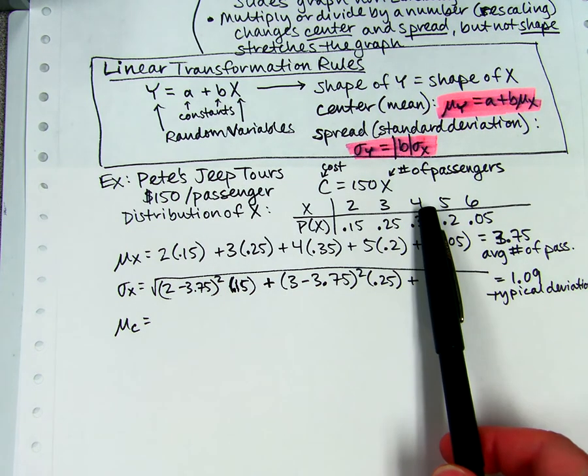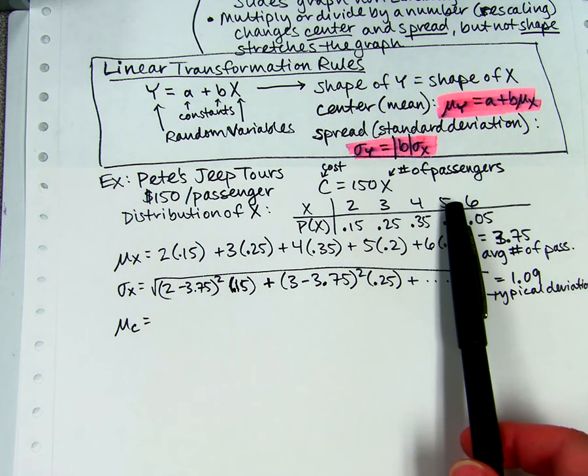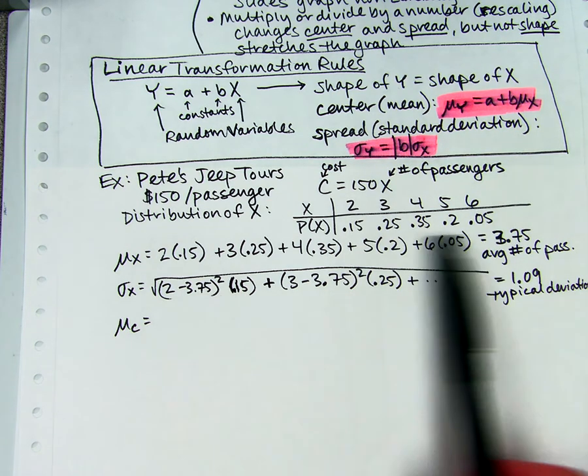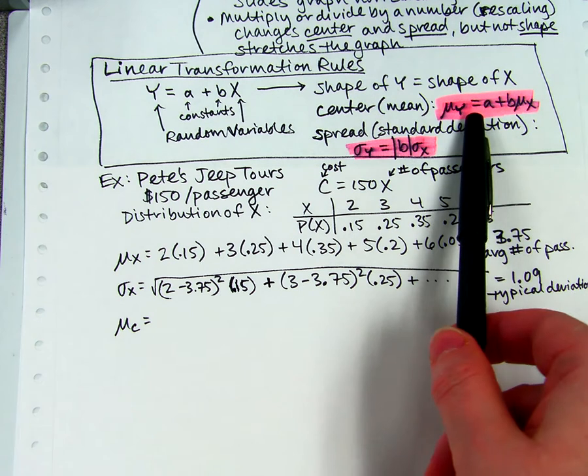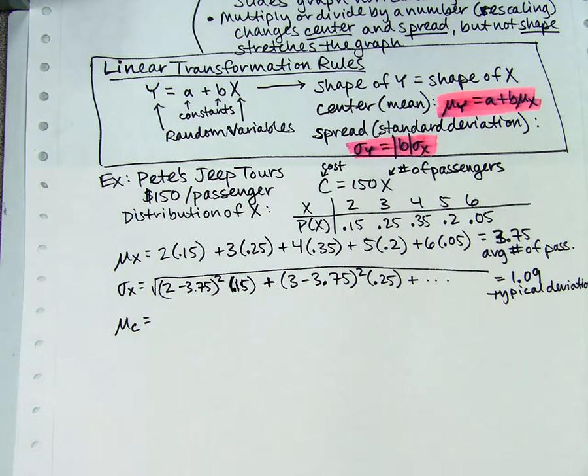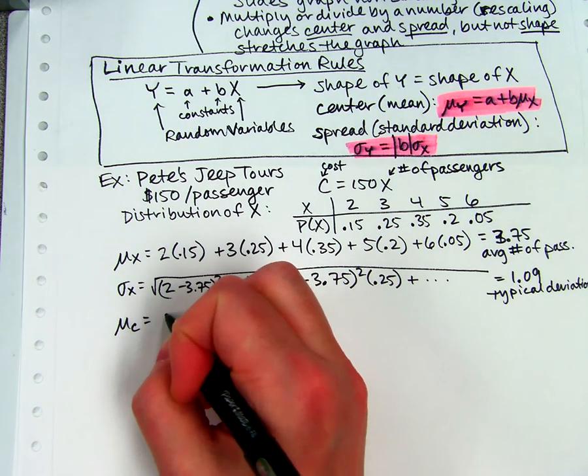And 4 times 150, no, I take it back. 3 times 150 is 450. 4 times 150, 5 times 150. Take each of these numbers times 150 and then do these formulas again. And I think they're doing it to prove that what we set up here actually works. I'm going to use the shortcut, honestly. The shortcut is if you take the passengers and convert it to the cost, then your new average also gets multiplied by 150.